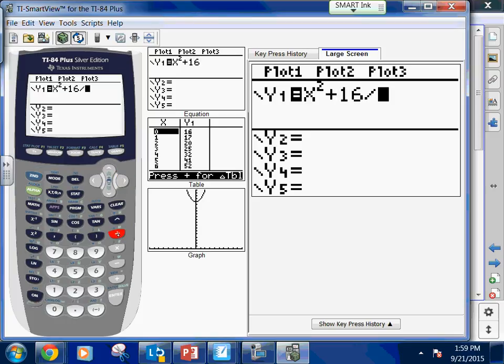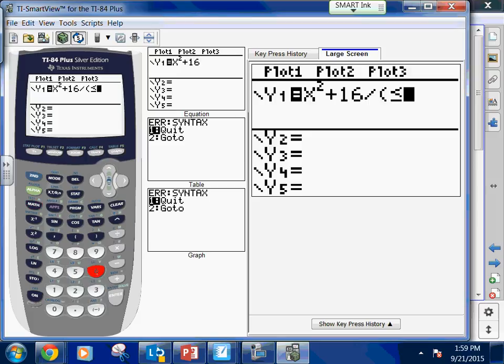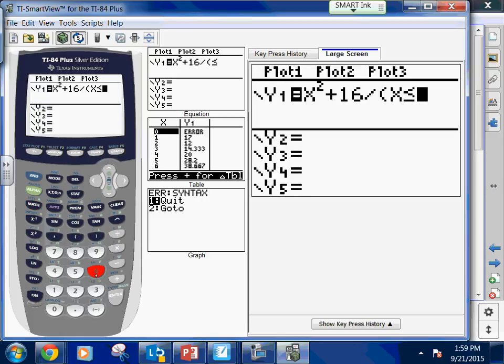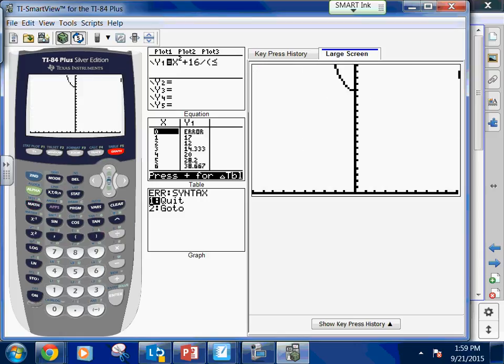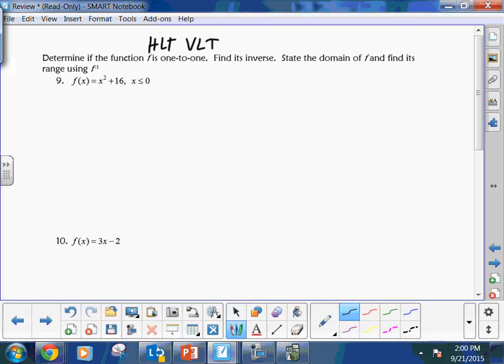So I'm going to hit divide, go hit second test, and go into my logic menu. Okay, I need to put x first. So first, second test, logic menu, 0, and now I'm going to get a graph where all the values are less than x. This right here will actually pass the vertical and horizontal line test. So this one right here will actually be one-to-one. So yes, determine the function. So this one you can say it's one-to-one.